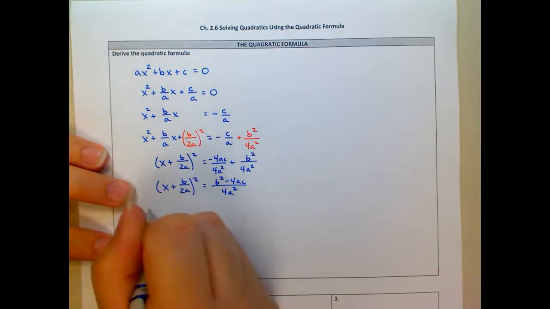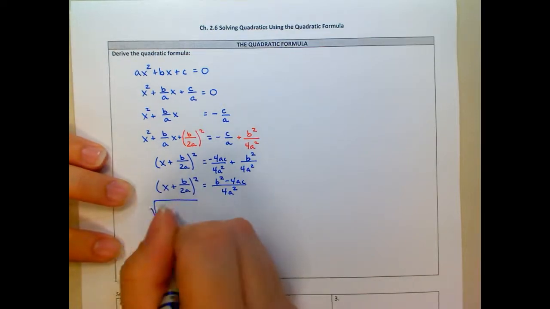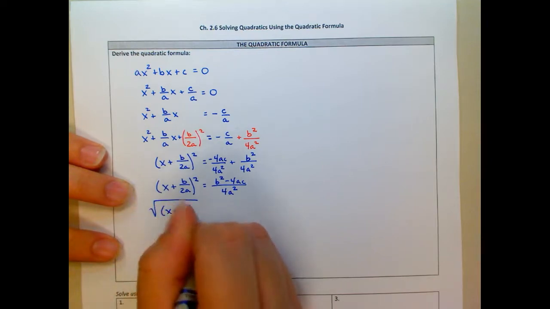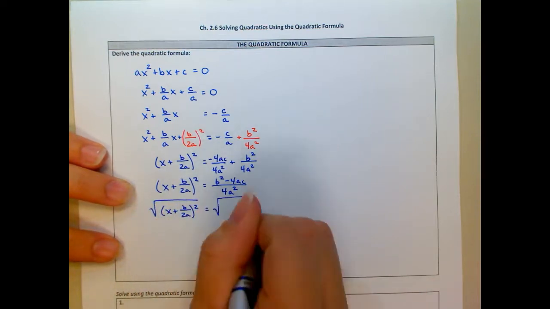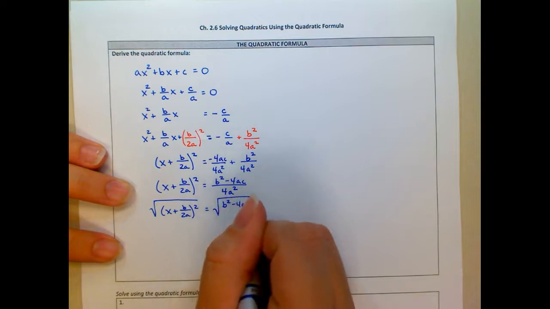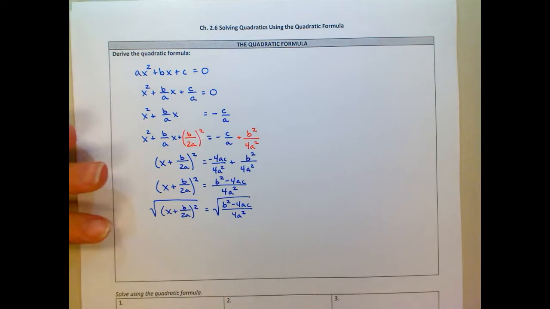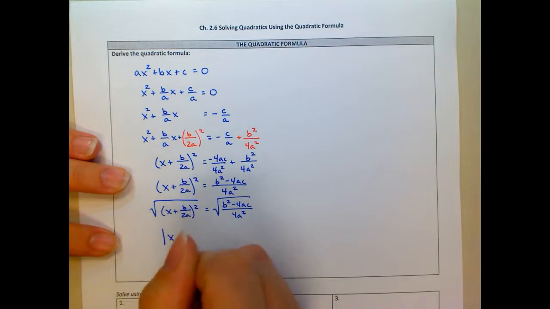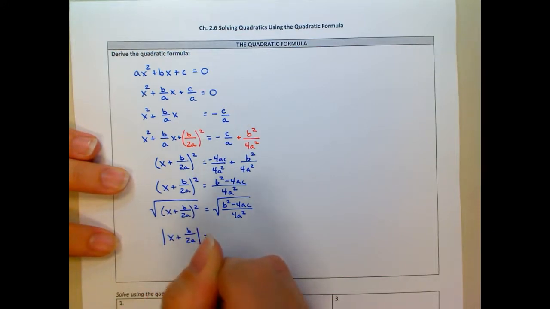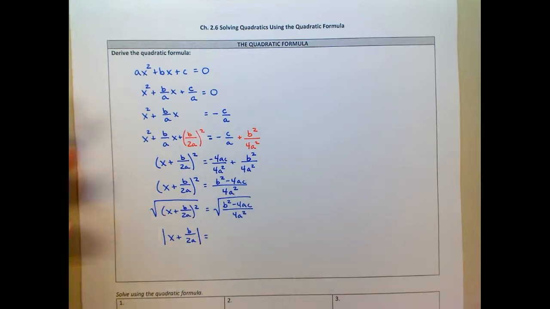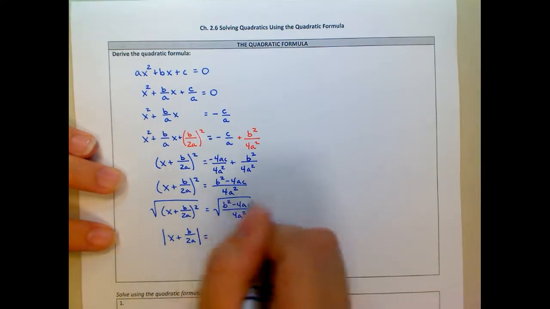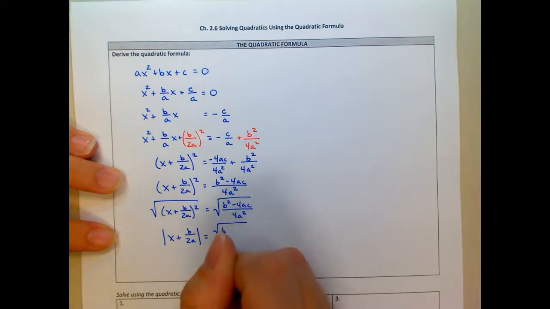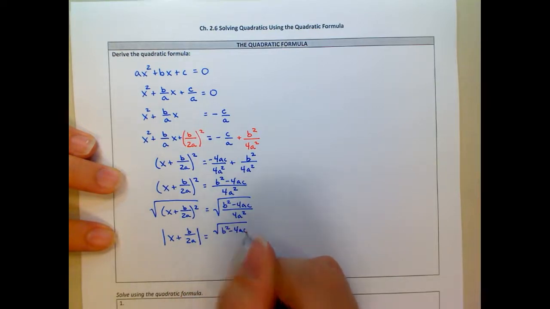We are going to take the square root of both sides. So the square root of x plus b over 2a squared, and the square root of b squared minus 4ac all over 4a squared. Now remember, when we take the square root of an x being squared, that creates the absolute value. So the absolute value of x plus b over 2a equals, and we're going to try to clean up this right side as much as we can. Now the numerator is a difference. We cannot simplify this as it is not a perfect square.